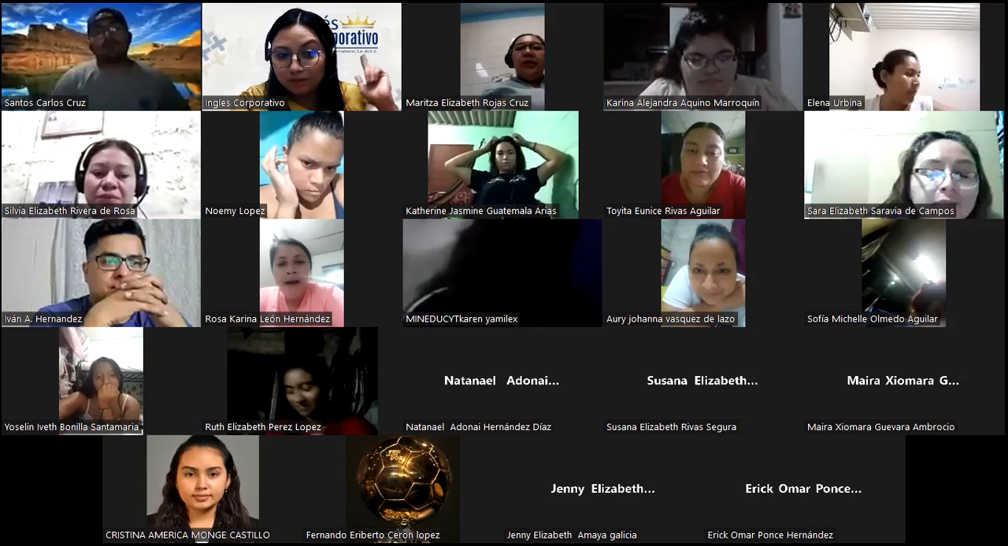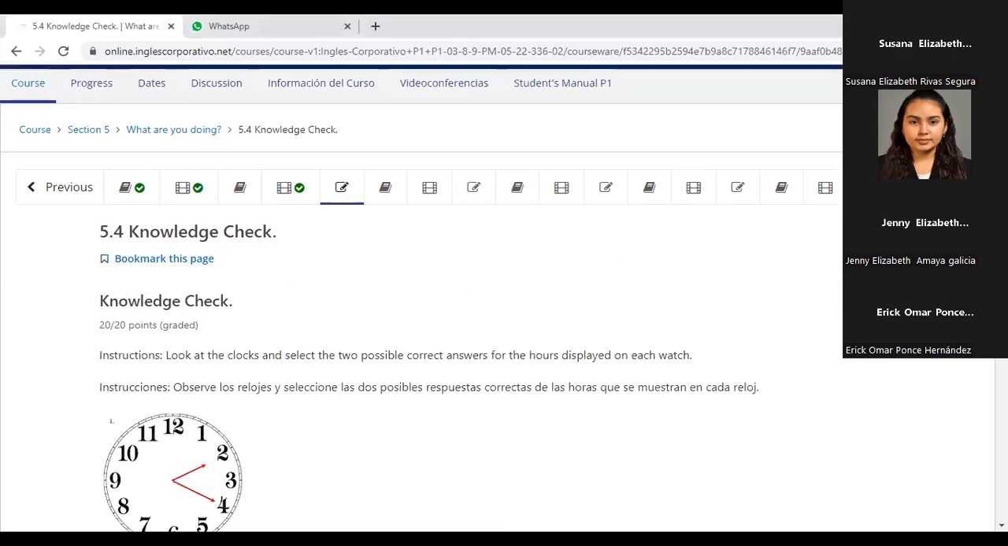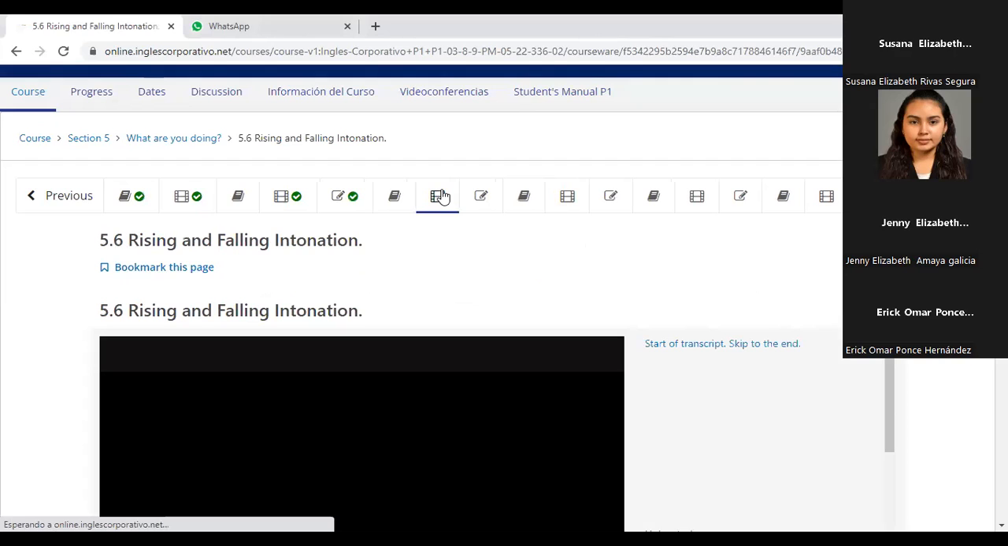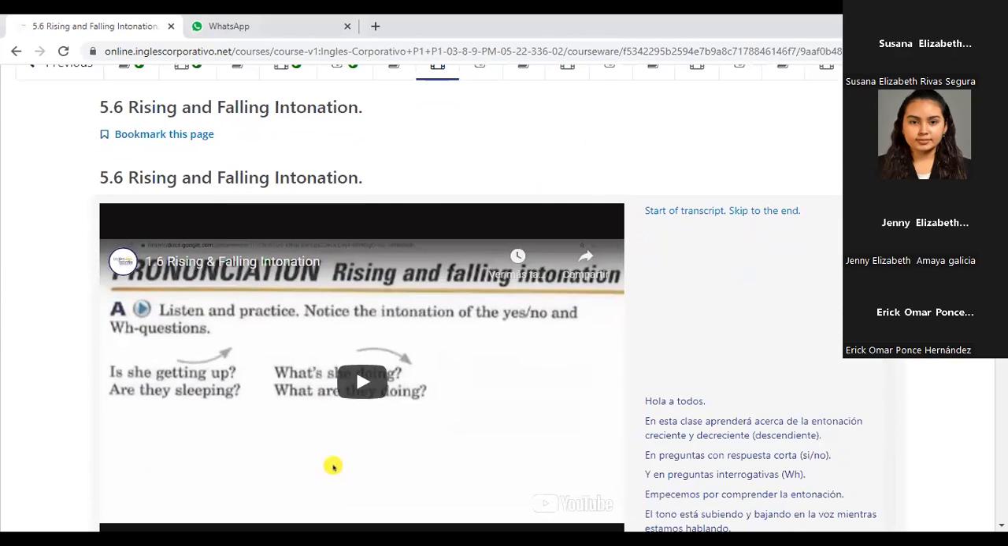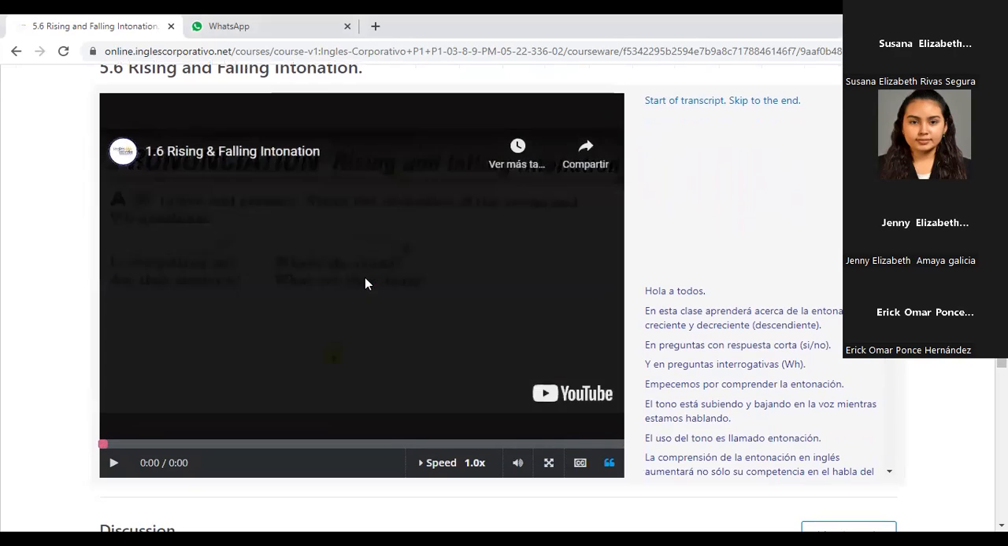Movámonos al siguiente tema. It's about listening and practicing pronunciation. This is very important in English. Rising and falling intonation. Rising, it goes up. Falling, it goes down. Así como pusimos el ejemplo de 15 y 50, si no hacemos la entonación correcta, podemos confundirnos. Okay? Listen to this video and then we are going to practice. Here we go.